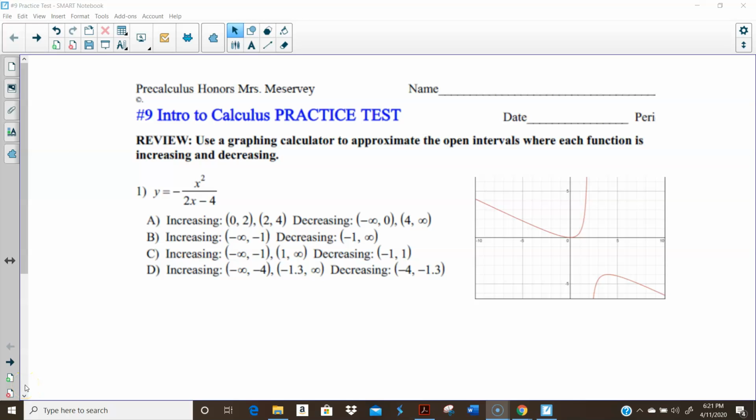This is number 9, Intro to Calculus practice test. If you want to do number 1 and you don't have a graphing calculator, then you can get this graph that I have right here on Desmos. So let me show you.